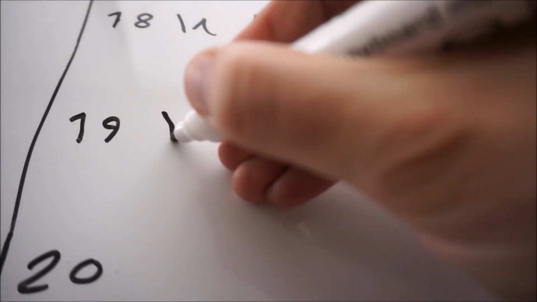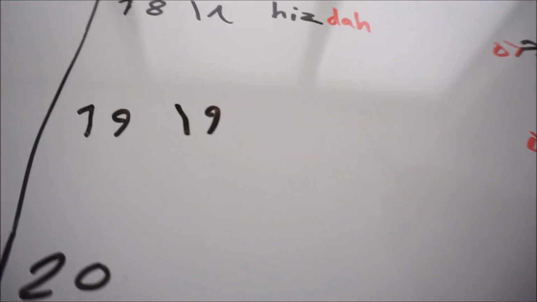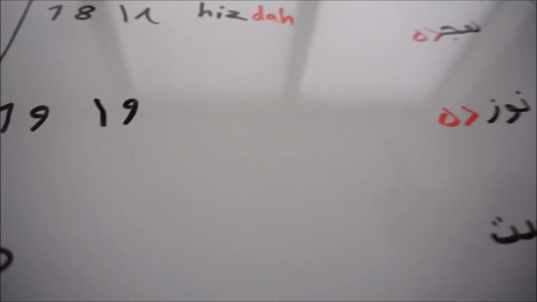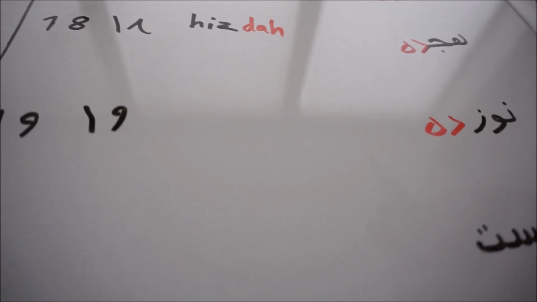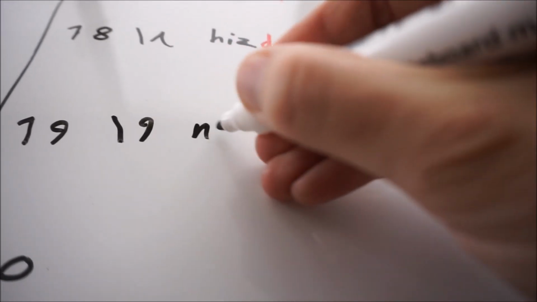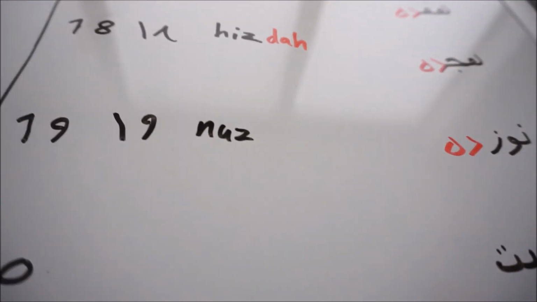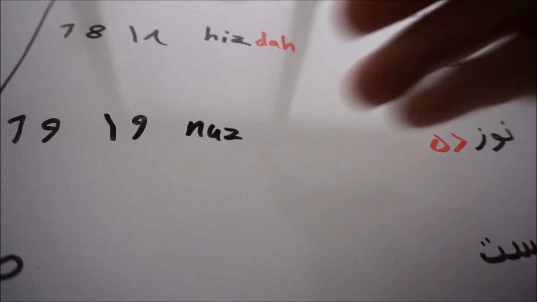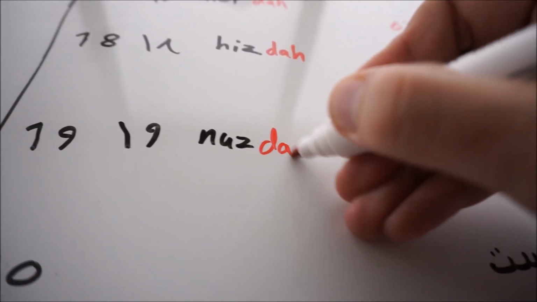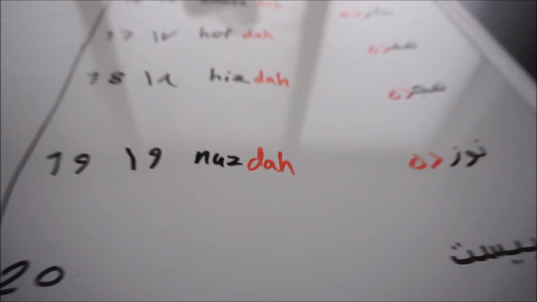So now we're at the last one of these irregular words here, and that is 19, which, we know the symbol here. 1 and 9. And we know that the number 9 was noh, but here it becomes nush, nush, and again da. So nushta, nushta.